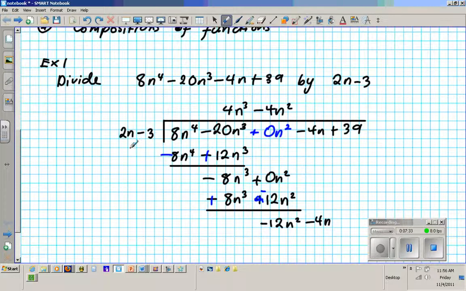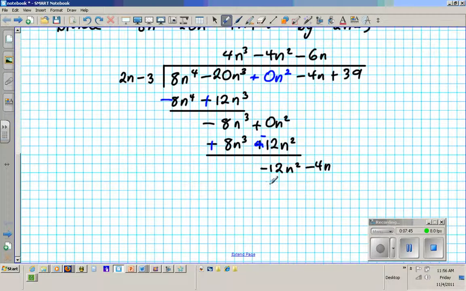Okay? Now to get this one, ask yourself 2n times what gives you negative 12n? The answer is going to be negative 6n. Alright? So you multiply that times both of them, you're going to have negative 12n squared plus 18n, because 6 times 3 is 18.